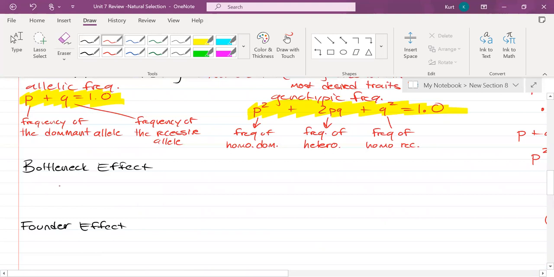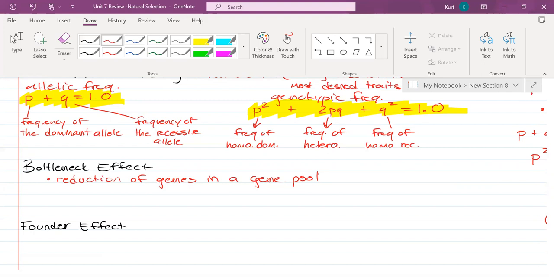Let's continue on. Again, a lot to get to. The bottleneck effect is a reduction of genes in a gene pool. This can be caused by a lot of things. A natural disaster killed a lot of individuals and their genes with it. A bunch of hunters or poachers killed a lot of individuals, and so there's fewer genes in the population.